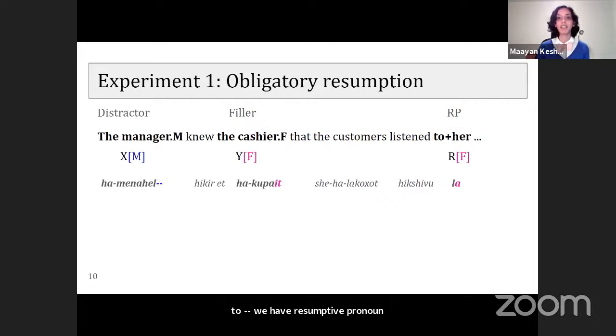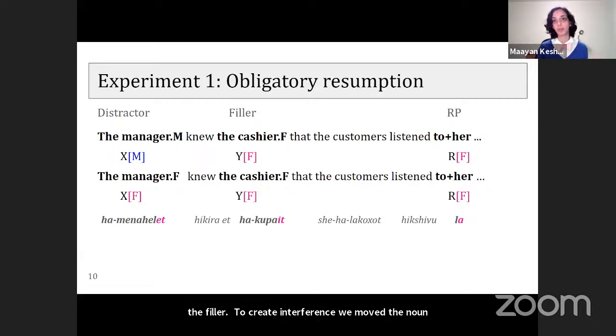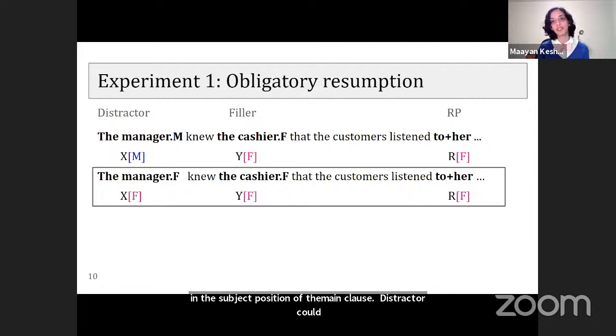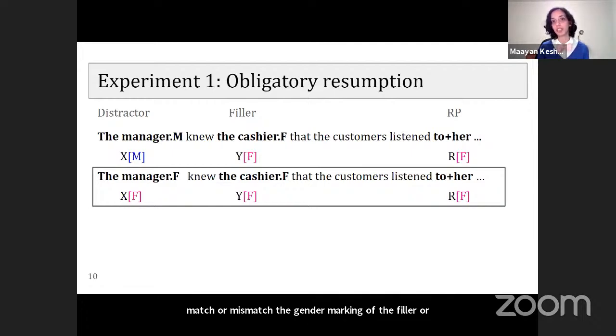And to create interference, we manipulate the gender of another noun at the subject position of the main clause. So the distractor could either mismatch or match the gender marking of the filler and the resumptive pronoun. And we expect to see interference in that second case where the distractor matches the target and the retrieval cue. In principle, this could interfere with the encoding of the filler's features or with cue-based retrieval at the pronoun site.